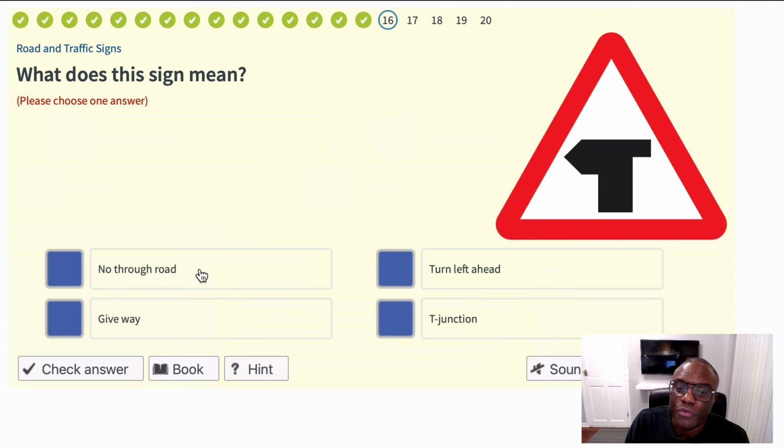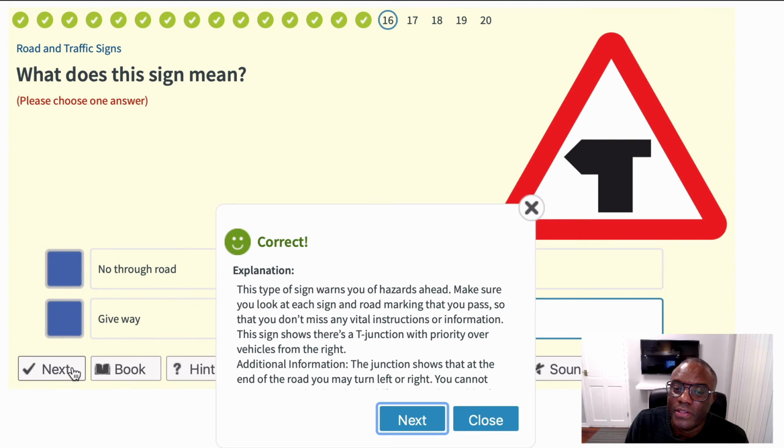So it's no through road, not the correct answer. Turn left ahead, not the correct answer. Give way, definitely not. And as I said, it's a T junction, so you'll be turning here, or cars coming out, so it's bigger on this side. More chance of an accident happening on this side of it, hence why it's a T junction. So we can click on that, and there's your correct answer.